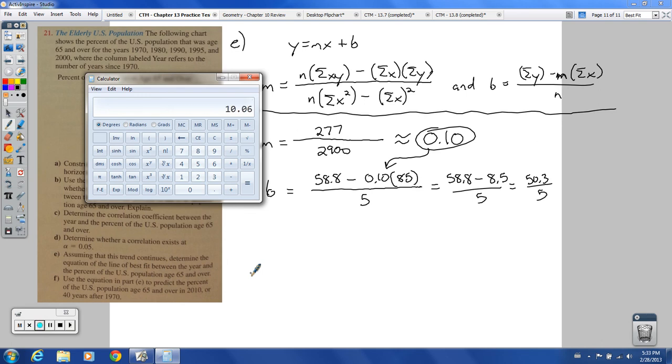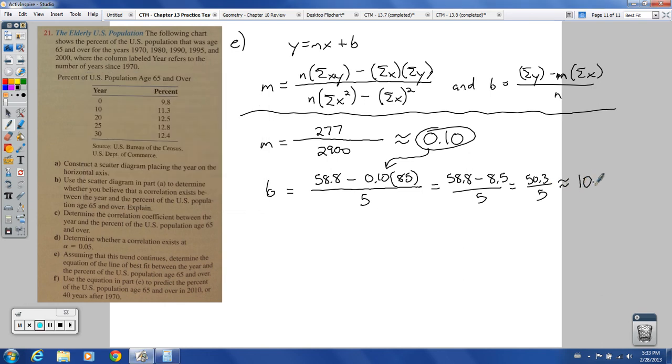which gives me 10.06. If I round it off, it looks like the book's rounded off to 1 decimal place, so they said 10.1. So we're going to use that. I'll just round off to the 1 decimal place like the book has done, and say that the slope is 0.1, so y equals mx plus b becomes y equals 0.1x plus 10.1. That's my equation.